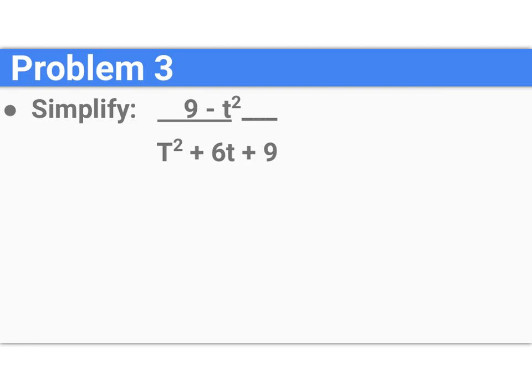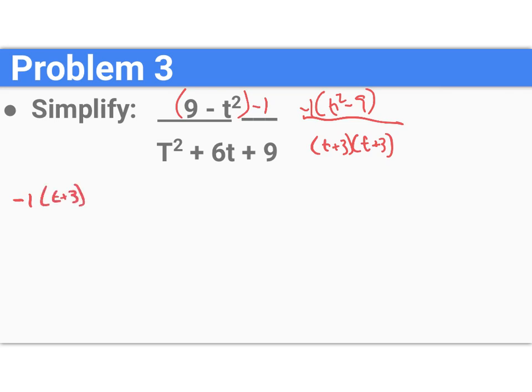Okay, so let's look at another problem here. We got 9 minus t squared. But if I factor out a -1, I get t squared minus 9 over t squared plus 6t plus 9, that's a perfect square trinomial. So you get -1 times t plus 3, t minus 3, all over t plus 3, t plus 3.